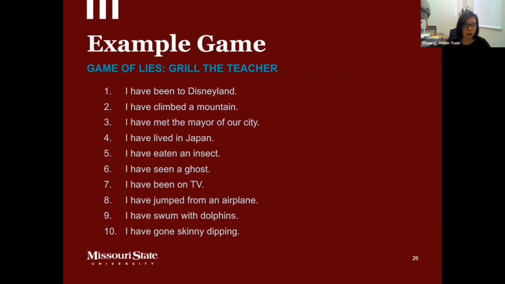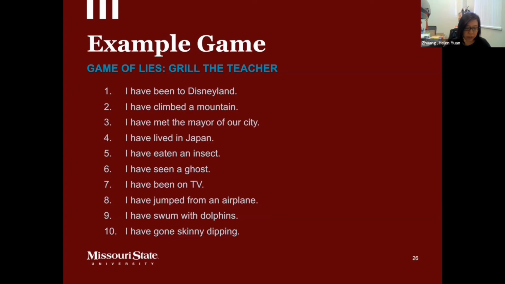So before the game, the teacher will review question forms with students, including past perfect tense or simple past tense. And the review can also include WH question form and a yes/no question form. Before the class, the teacher needs to come up with 10 statements. 5 are true statements and 5 are lies. Here are some examples I prepared.